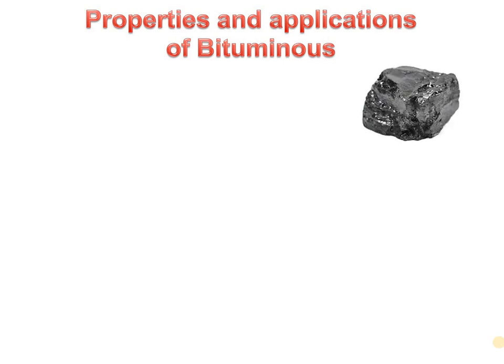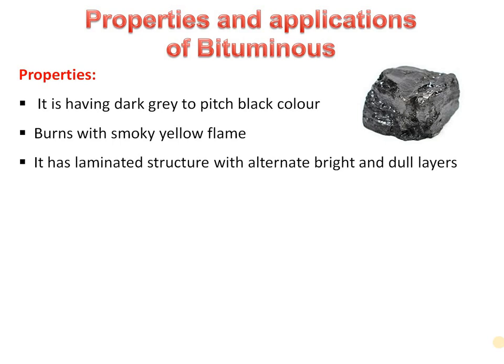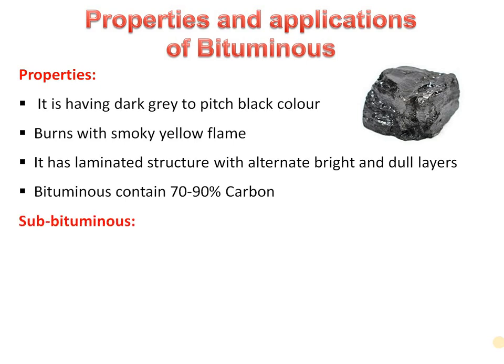Properties and applications of bituminous. This is the bituminous coal. Now properties. It has a dark grey to pitch black color, burns with smoky yellow flame. It has laminated structure with alternate bright and dull layers. Bituminous contains 70 to 90% carbon. Now these bituminous are classified into subbituminous, bituminous and semi-bituminous.